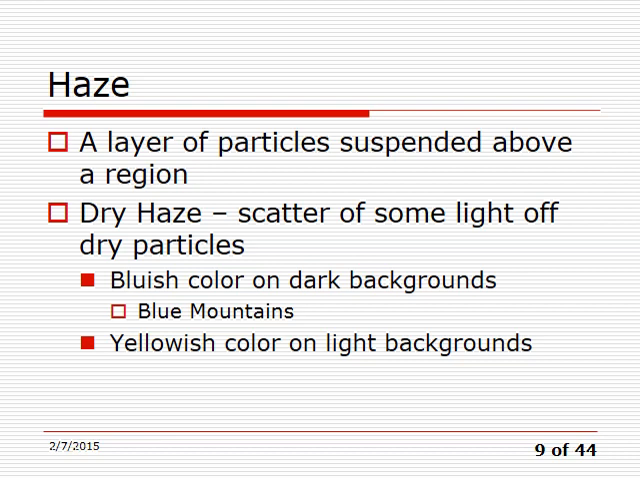By definition, it is a layer of particles suspended above a region in the atmosphere. So a dry haze is made of dry particles that are suspended, and since these particles are in the atmosphere, they can scatter light, and they can produce different colors in the atmosphere. Mostly we see bluish or yellowish colors. So the term blue mountains comes from a haze produced in the atmosphere, and it gives the atmosphere a bluish tint, so the mountains look blue. And then you can also have a yellowish color if the background it's exposed to is a lighter background.